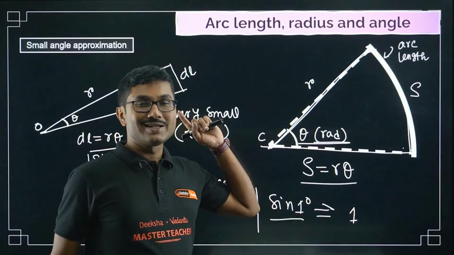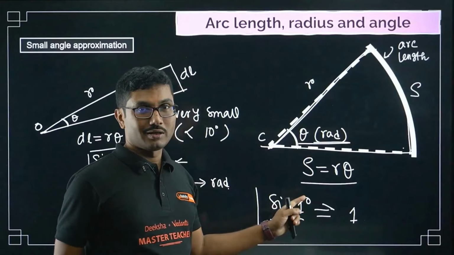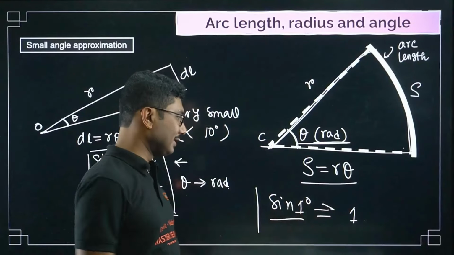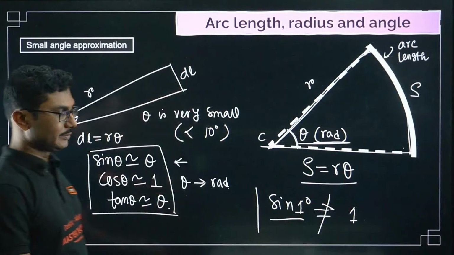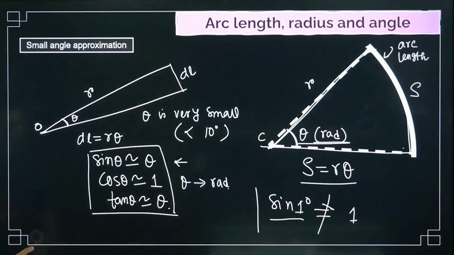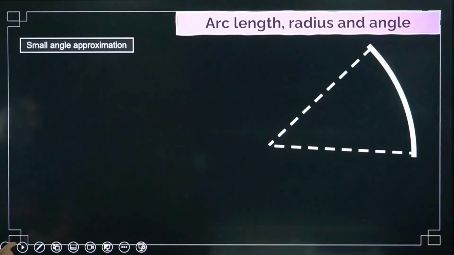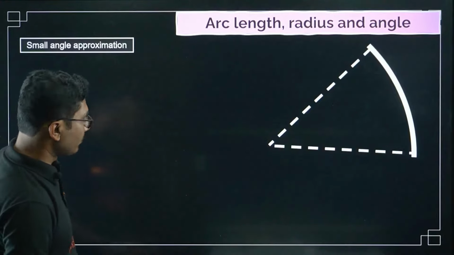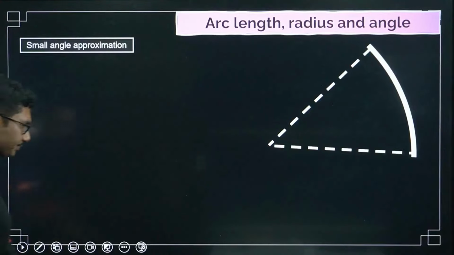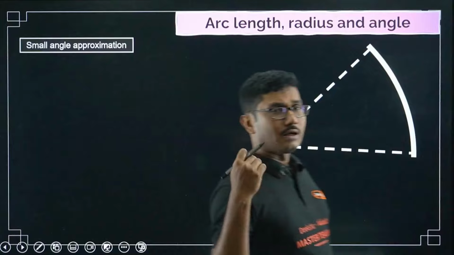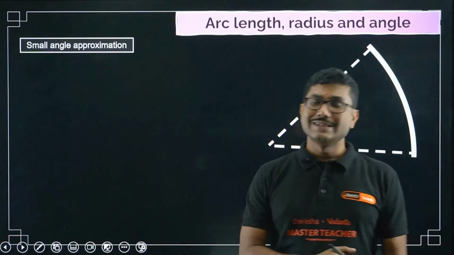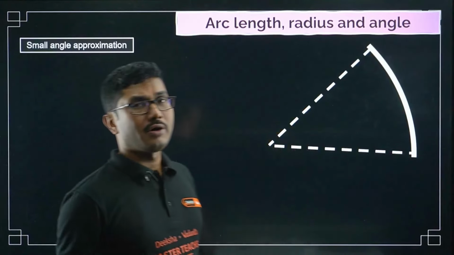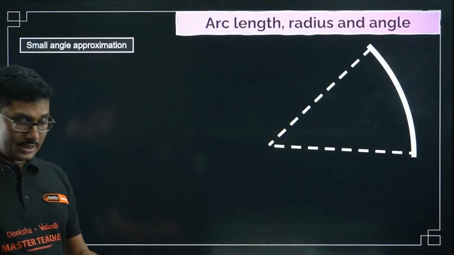Sin 90 is 1, not sin 1. So this is definitely not equal to 1. If you are thinking so, I am giving you a hint. Sorry, I erased it. So you have to understand that sin theta is equal to theta only for small angles, right?